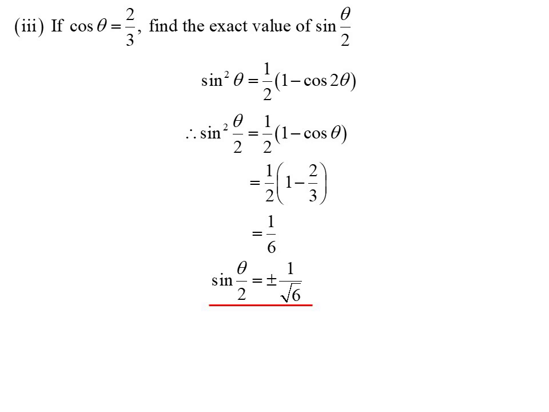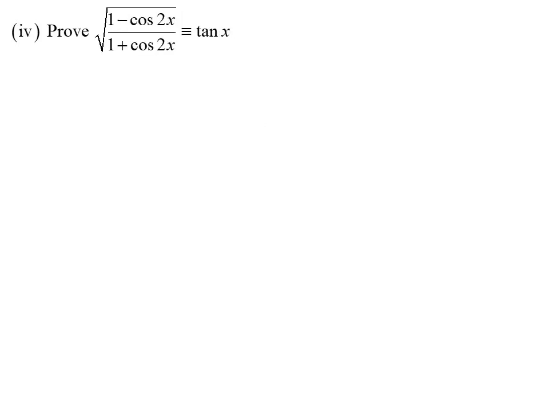So the best I can do for this question is to go plus or minus, unless they give me more information. Well, let's prove this identity: the square root of (1 minus cos 2x) on (1 plus cos 2x) is the same as tan x.